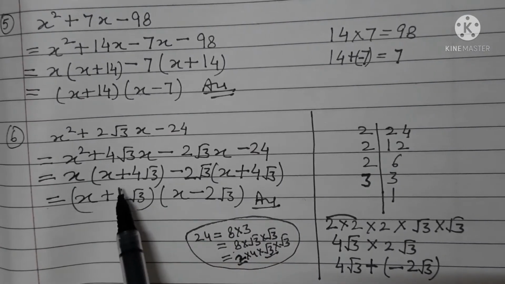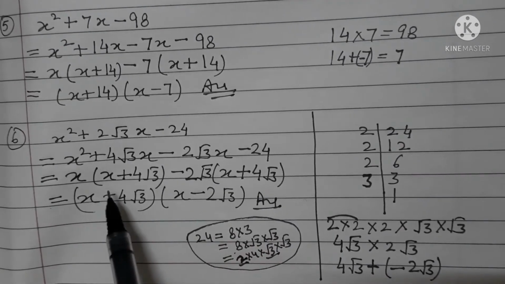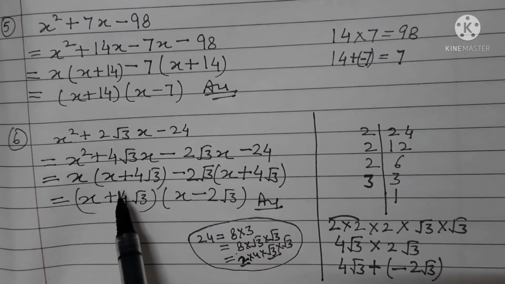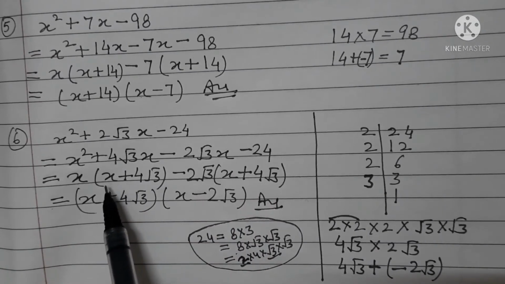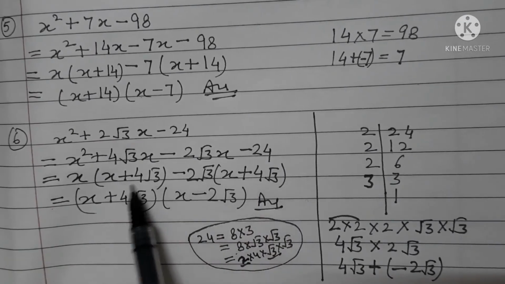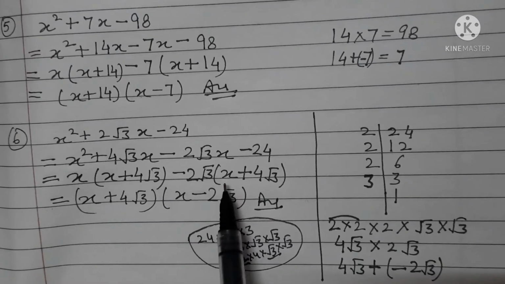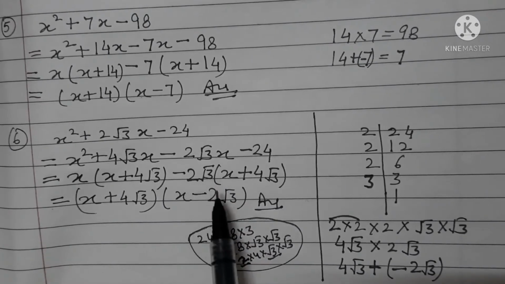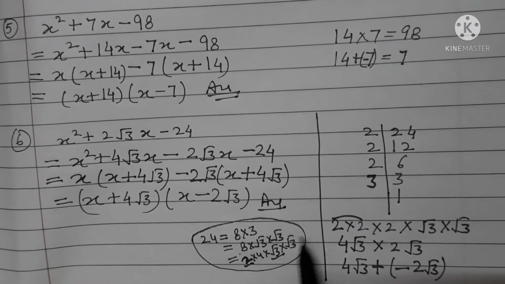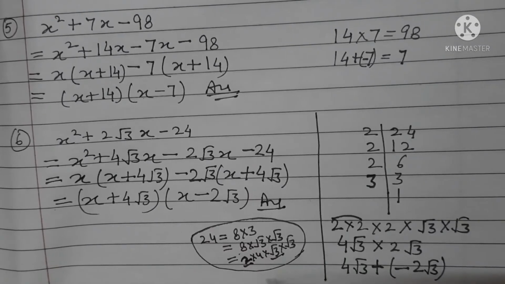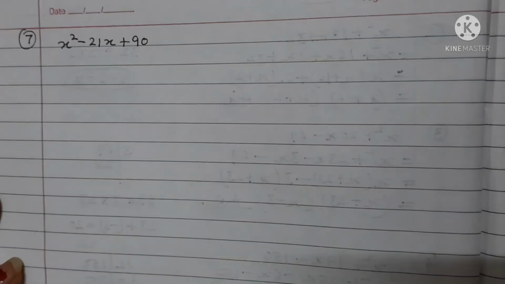Otherwise, if you have more practice, you can understand that when we are taking common, the same factor we get here. So here x, it means you have to take this completely as common. This is just the explanation, so that students don't get confused.